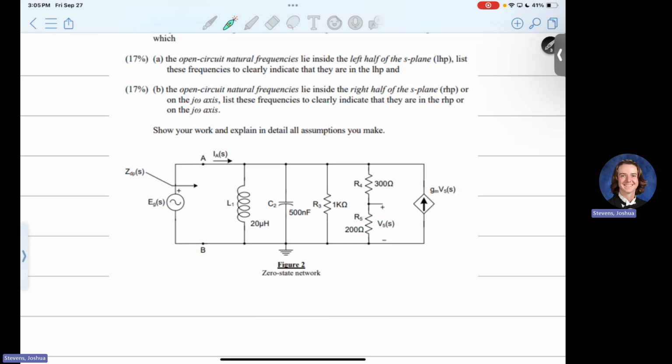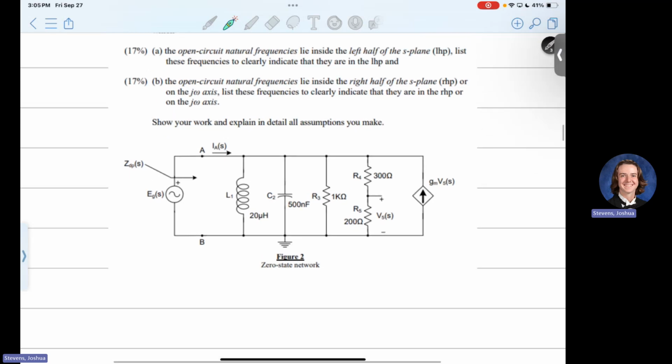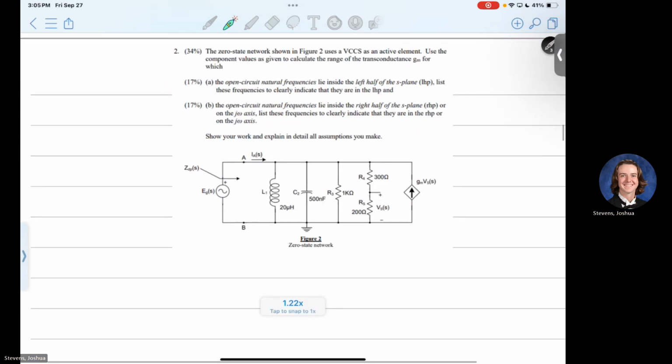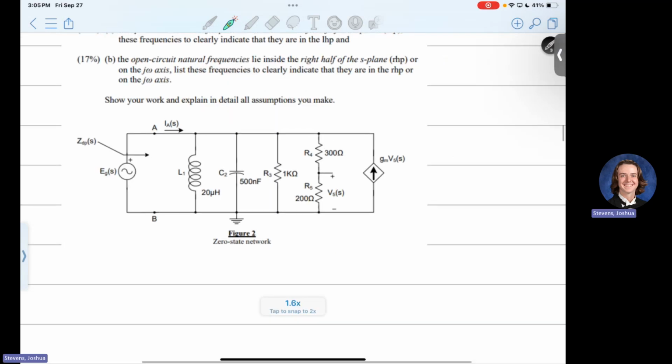What's KVL? I'm sorry. What's KCL? Cool. What does it mean? All the currents going into a node equals what? Currents leaving it. Okay, what's KVL? I wouldn't say mesh. Well, yeah, around a loop. Yeah, I guess that's equal to 0. Yeah. Cool. So we have current IA.